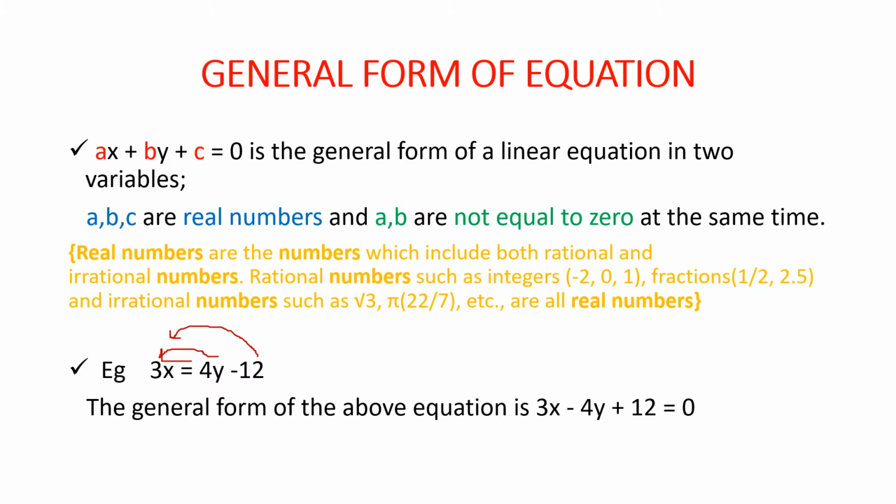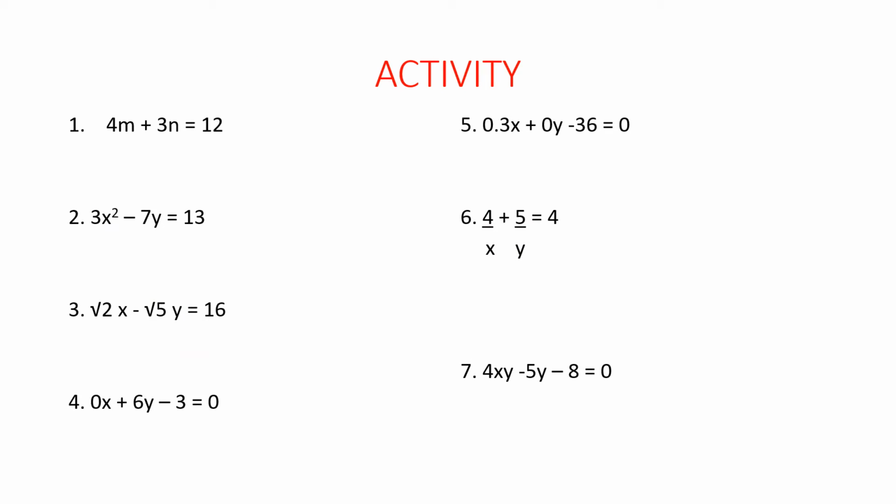And let us proceed ahead now. Using this entire knowledge, we have to solve this activity and learn to identify which of these 7 equations are linear equations in 2 variables. So let us recollect the points that we have learned. For an equation to be a linear equation, it is necessary that it has 2 variables, and the degree of these variables should be 1.